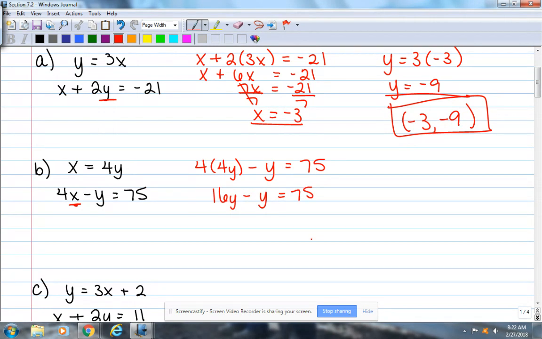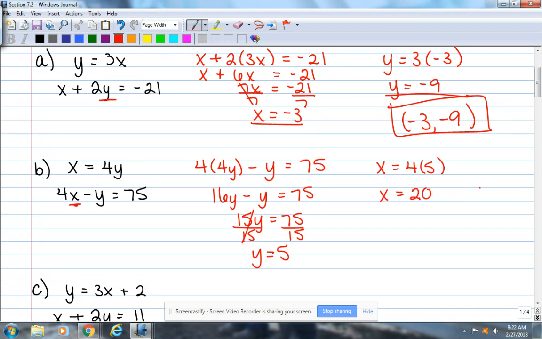And then like terms over there, what is 16y minus y? 15y equals 75. And then how do I solve it for y? Divide by 15 on each side, and y equals what? 5. So now that I have y, how am I going to find x? Right, x equals 4 times y. So I put that 5 in for y, and what is 4 times 5? 20. So that's one reason I don't want to be graphing that, right?